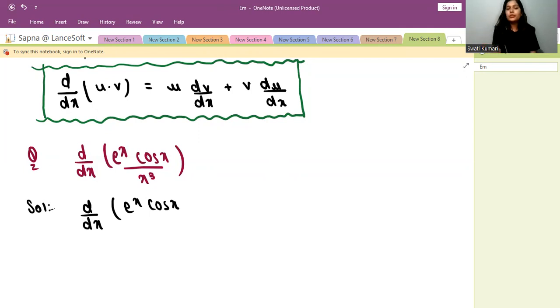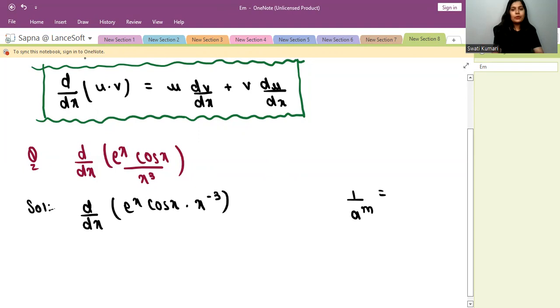And how can we do that? Using the exponent property, this will become x raised to minus 3. Now, why is it minus 3? Because the property is, if we have 1 upon a raised to m, we can also write that as a raised to negative m. I hope you already know this, one of the properties of exponents.